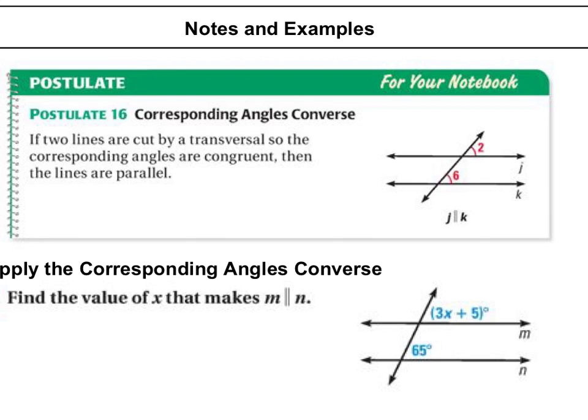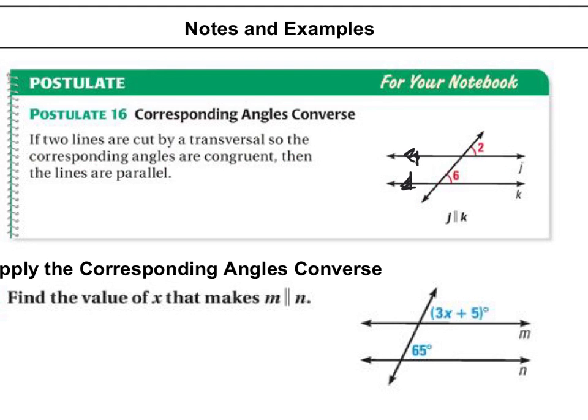So the first one here is the corresponding angles converse. Corresponding angles were: if you had two parallel lines cut by a transversal, then corresponding angles are congruent. This one just flips that. If two lines are cut by a transversal so that corresponding angles are congruent, then the lines are parallel. So if we have two lines here, J and K, and a transversal such that angles 2 and 6 are congruent, then we can make those little marks and say that these two lines are parallel.